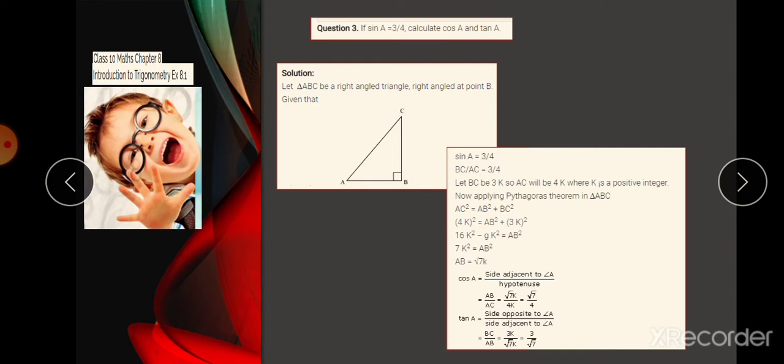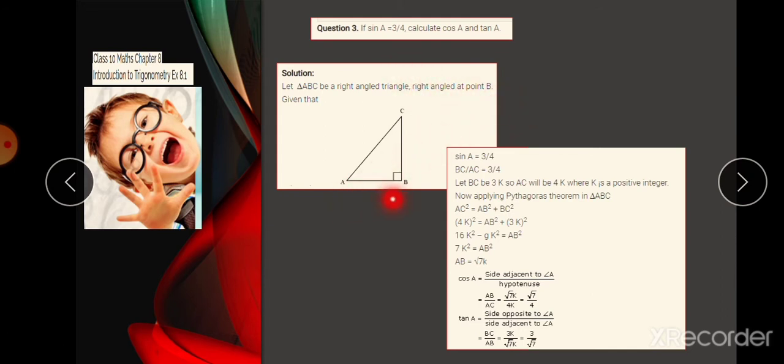All the sums are the same like this only. But here, sin A equal to 3 by 4. Calculate cos A and tan A. It is a very important topic for 2 mark, 1 mark students. Please listen. Sin A equal to 3 by 4. How do we have to draw? Where is the angle A?